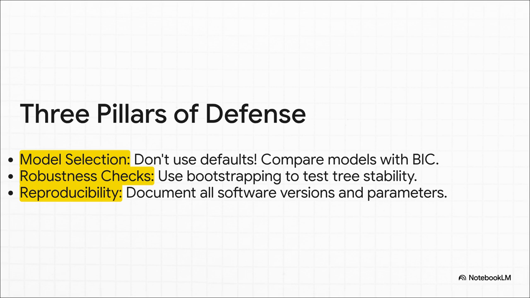Second, robustness checks. You've got to test how stable your tree is. This is where things like bootstrapping come in to see how much support each branch really has. And third, and this is non-negotiable, reproducibility. You have to document everything, software versions, all the parameters, the exact command line flags. Someone else should be able to take your data and your notes and get the exact same result.